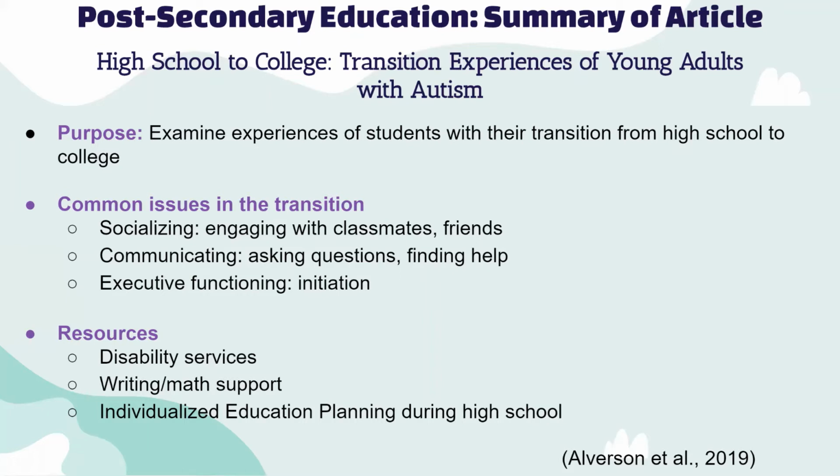such as looking for colleges or even looking at classes, or even decision making. Some of the resources that they mentioned was disability services. The colleges that they attended did have disability services, but some of the students didn't register for disability services and some of them didn't use them. Additionally, there was also writing and math support provided at their school, which one student said that they used, which helped with their transition. Additionally, the students who did go to public high schools did receive individualized education planning, which slightly helped with their transition as well.